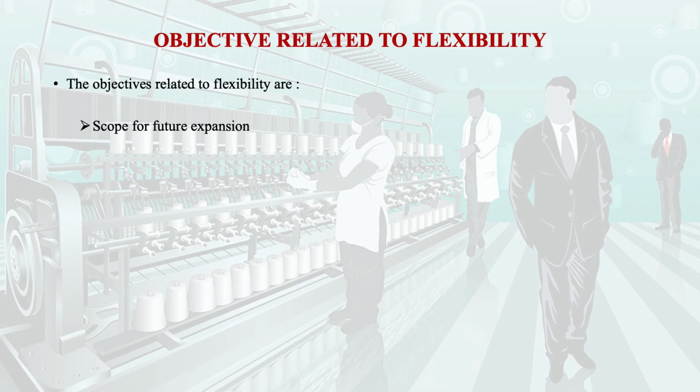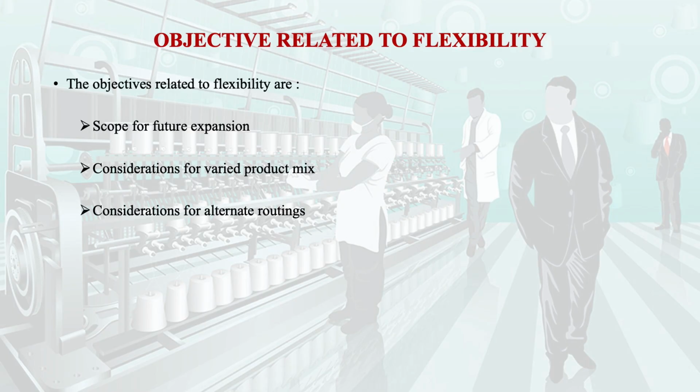Similarly, if there is a varied product mix, then our facility arrangement should be able to take up that product mix production style. Then consideration for alternate routing. In case of any change in the routing, we should be able to accommodate that change with the help of the flexibility that is there in our facility arrangement.